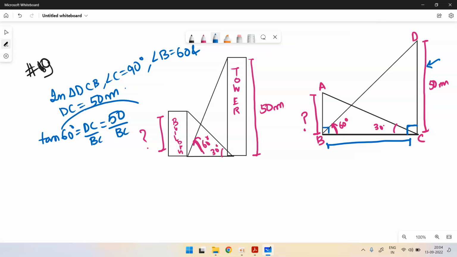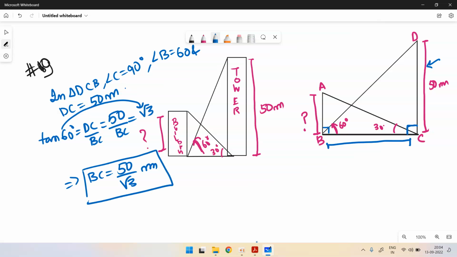DC is going to be 50 meters and BC you don't know. But tan of 60 degree, you know that this is nothing but root 3, which implies that BC is nothing but 50 by root 3 meters. Now BC is given.